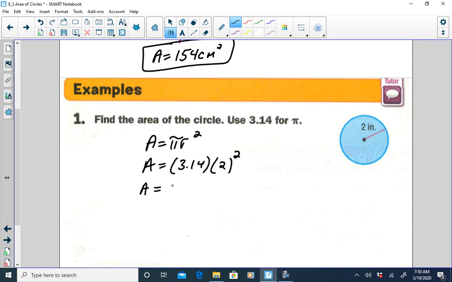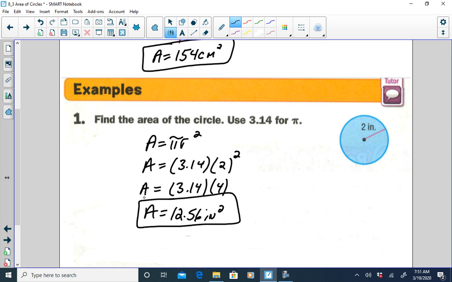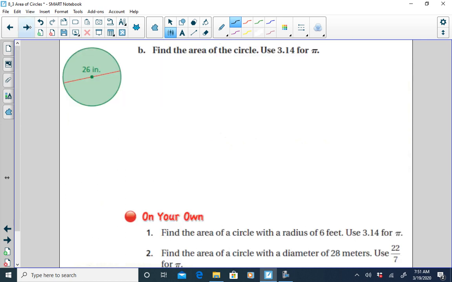2 squared is going to be 4. So this is going to be 3.14 times 4, and we multiply 3.14 times 4. Our area is going to be equal to 12.56, and those are square inches. All right, and as always, we like to circle or box our answer.